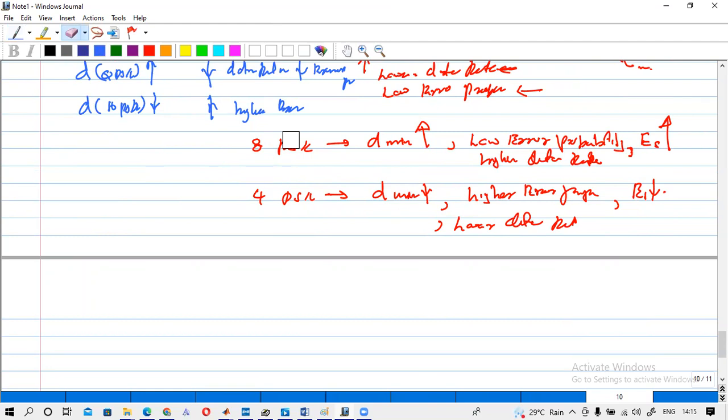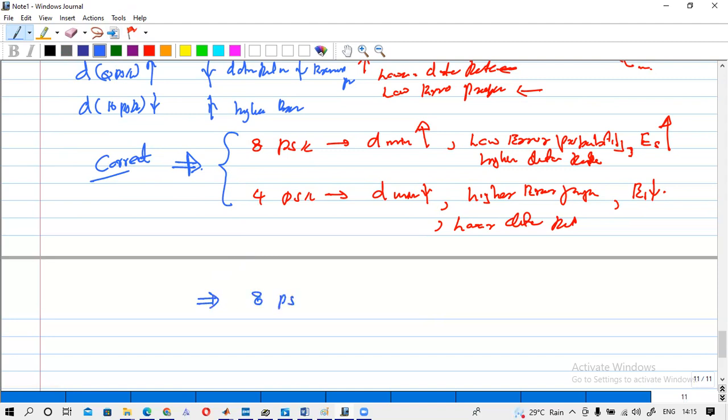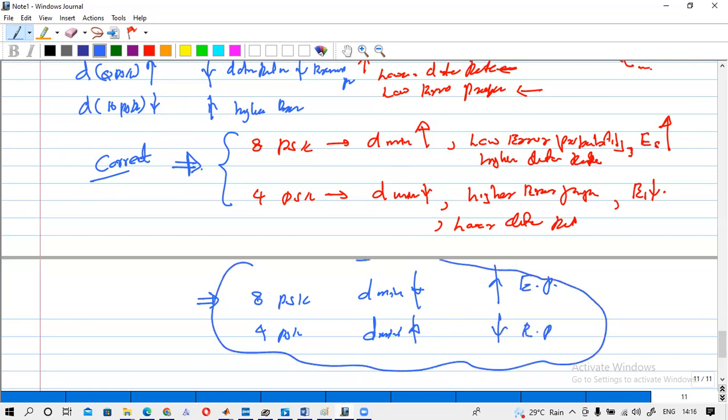Our answer is different. Our answer is not this one, but these facts are correct. These facts are just not correct in this case. In this case, you will have 8PSK with d_min low, so you will have higher error probability, and for QPSK you will have d_min high, so you will have lower error probability. So this should be your answer, but these facts are not wrong.